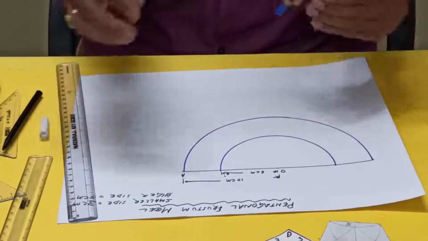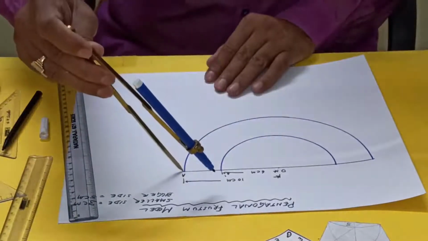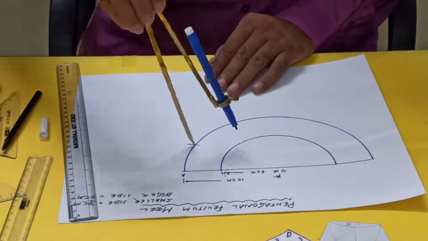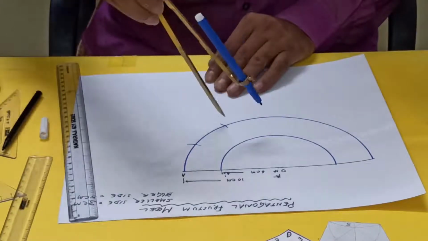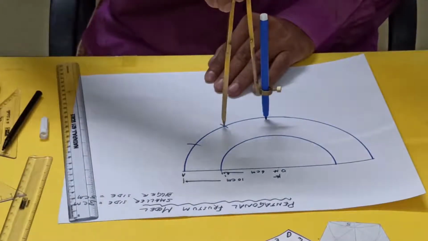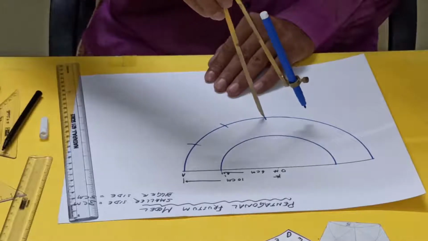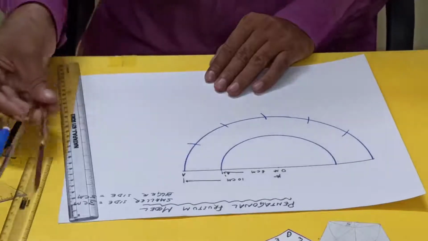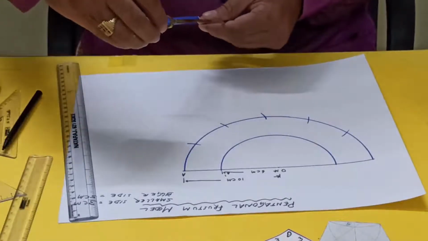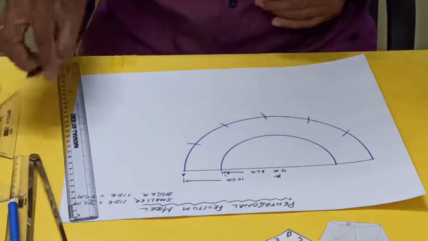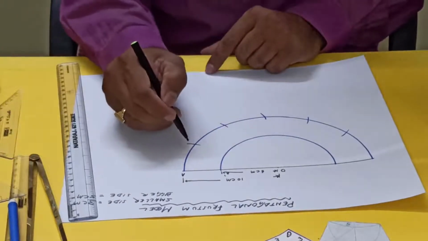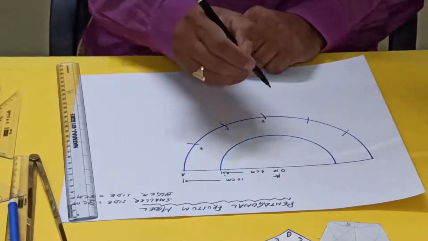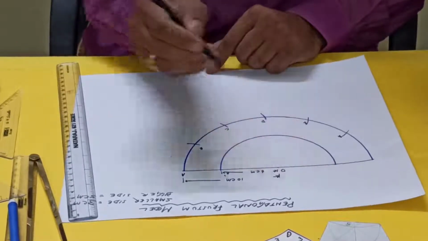you have to cut the circumference 5 times. This is 1, 2, 3, 4, and 5. Now see this one A, so this one will be the B, this one C, this one D, E, and this one A.